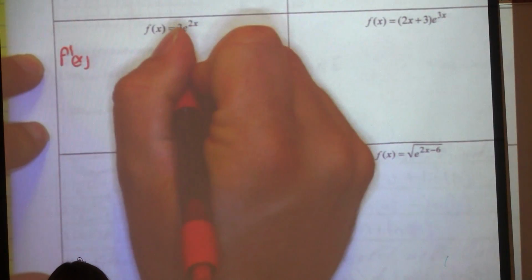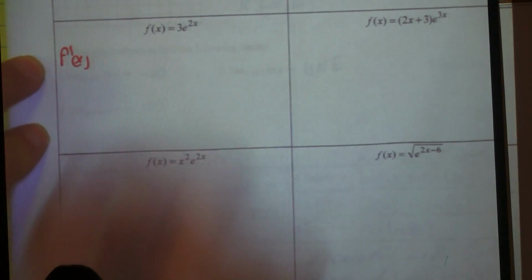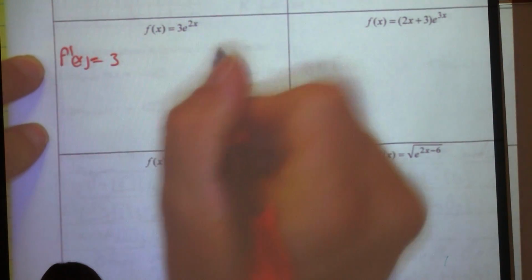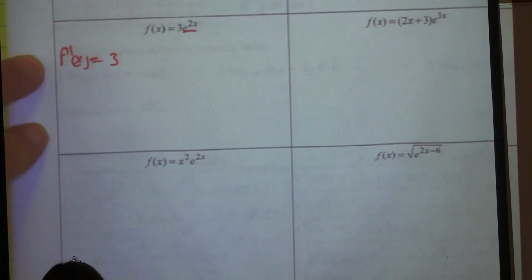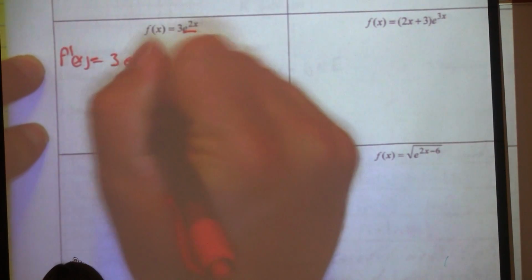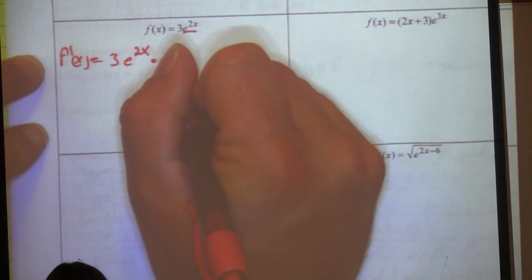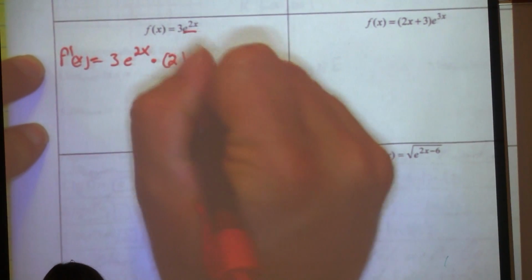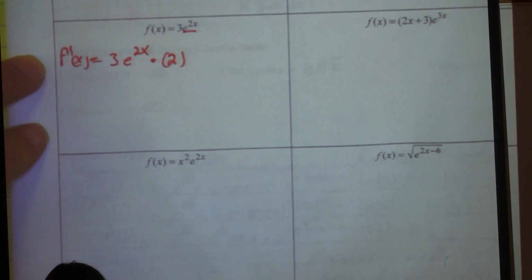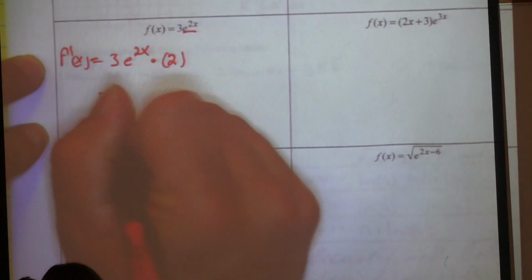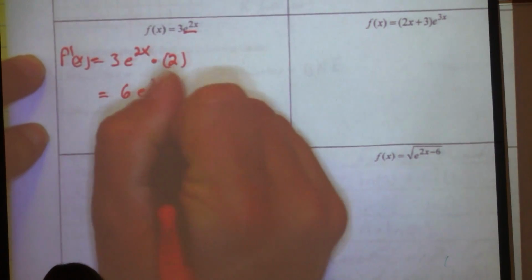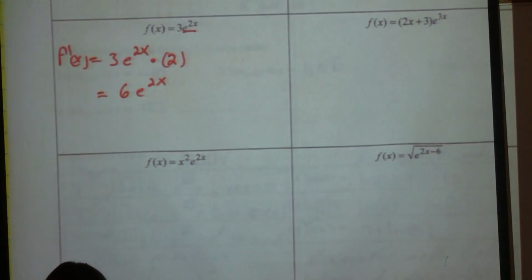The 3 is just a constant, right? So it stays there times the derivative of this. So what's the derivative of e to the 2x? e to the 2x times 2, right? You're multiplying by the derivative of the exponent. So what does that become? 6e to the 2x. Super easy.